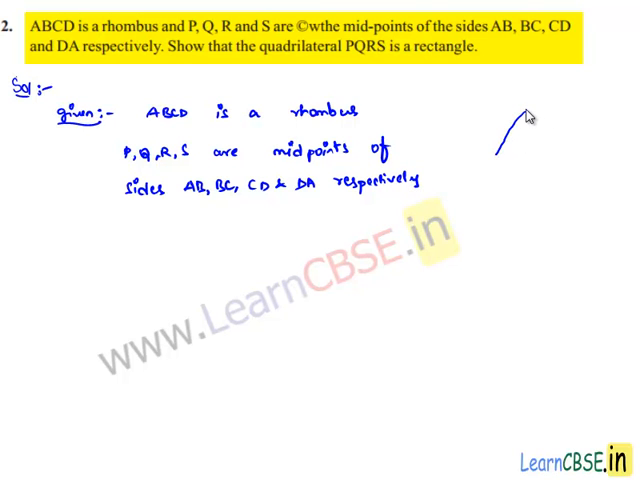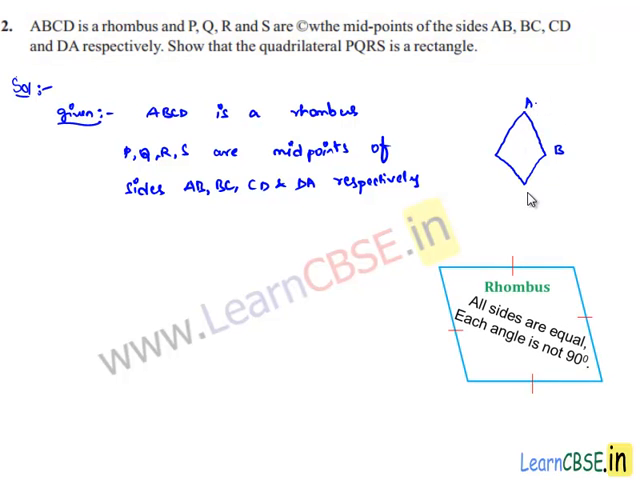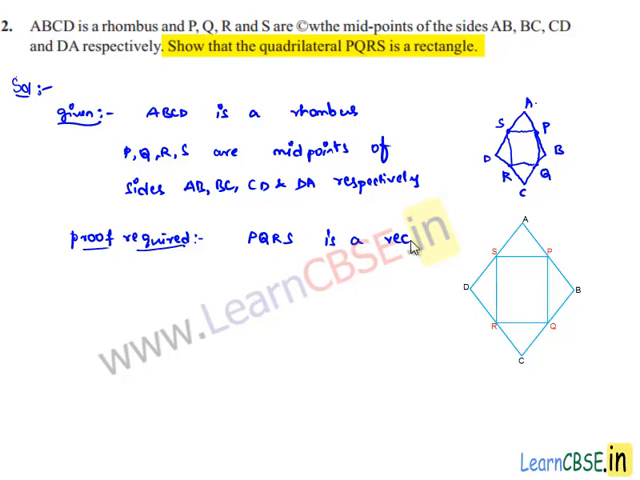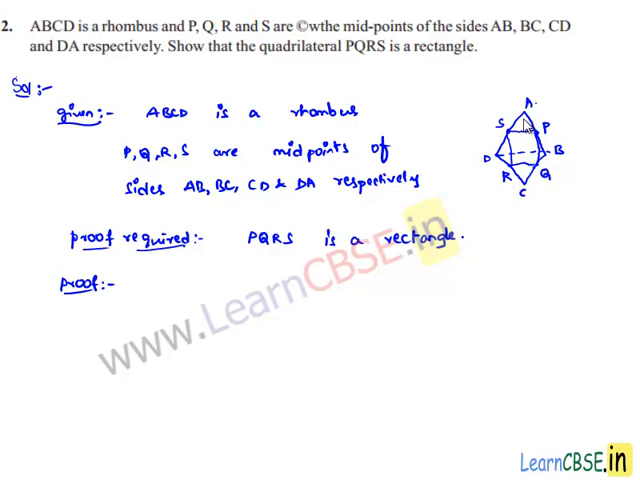Let us draw a figure regarding it. We need to prove that PQRS is a rectangle. In order to prove this, let us follow a procedure. In the first step, let us join BD and AC.